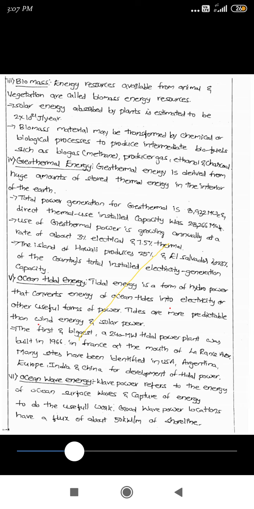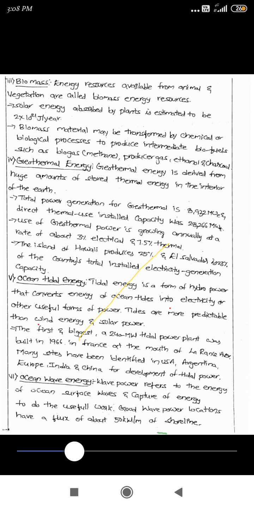Now here, biomass is also there. It is also one of the non-conventional sources. In this process, the energy resource available from animals and vegetation is called biomass energy resources. Solar energy absorbed by plants is estimated to be 2 into 10 power 21 joules per year. These points will be useful for you in competitive examinations or online bits, so keep them in mind. Biomass material may be transformed by chemical or biological processes to produce intermediate biofuels.